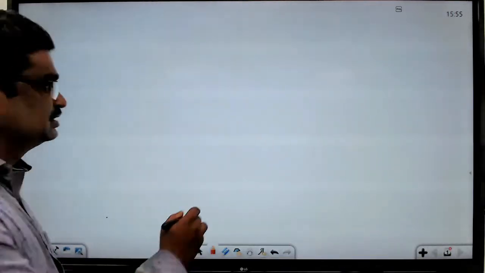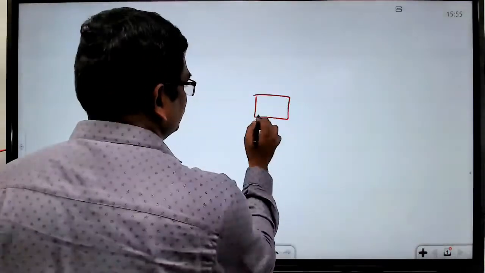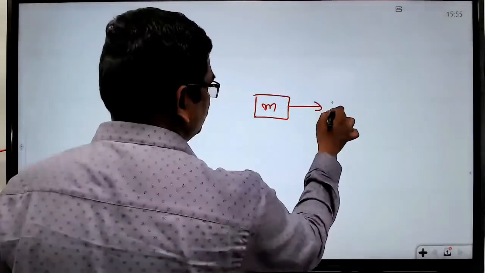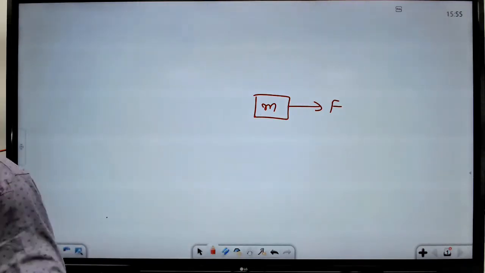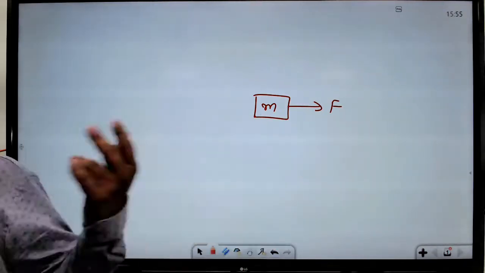For example, this is a block of mass m. A force F acts on this block. Now what is the net force in this case? F only is the net force.